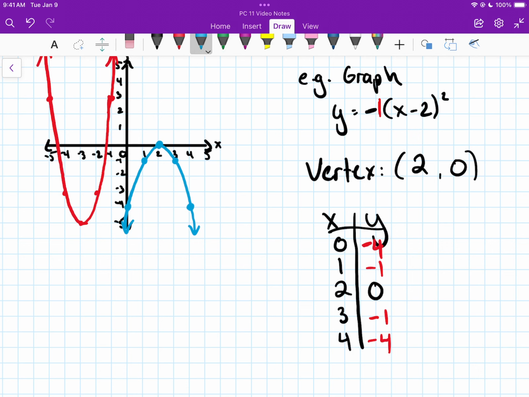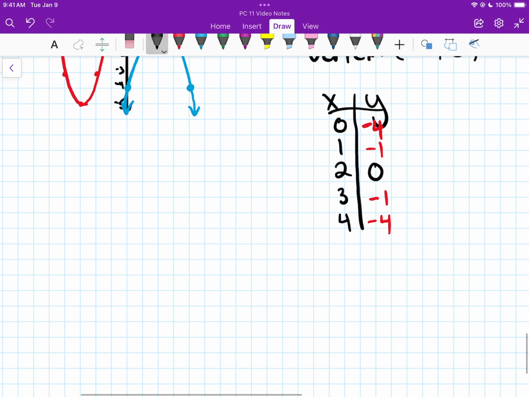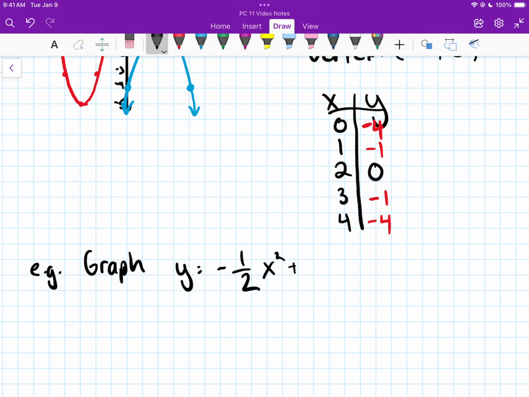For our last one, I'm going to give you something a little bit trickier. So I'll get you to graph the following. Y equals -1/2 x squared plus 3. So again, feel free to pause here, work through your table of values, draw your graph, and then come back once you're done.